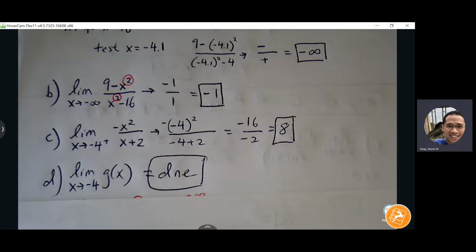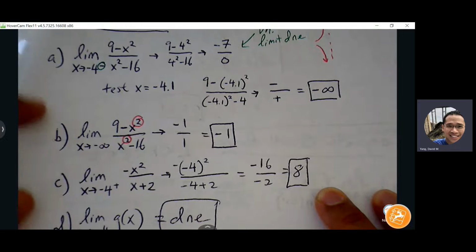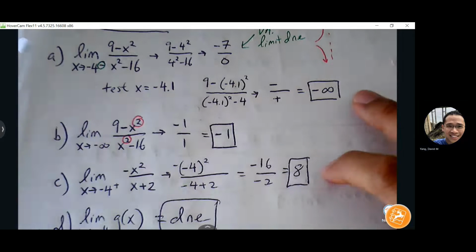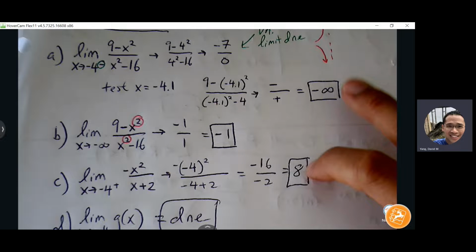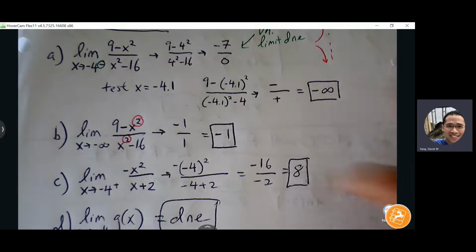Okay, part D. We don't want to get thrown off by the ordered pair, right? The ordered pair is giving us a value. But in order for a limit to exist, we have to see if, especially if a function is split on either side of -4, which it is, the y values are not in agreement. Therefore, the limit doesn't exist.